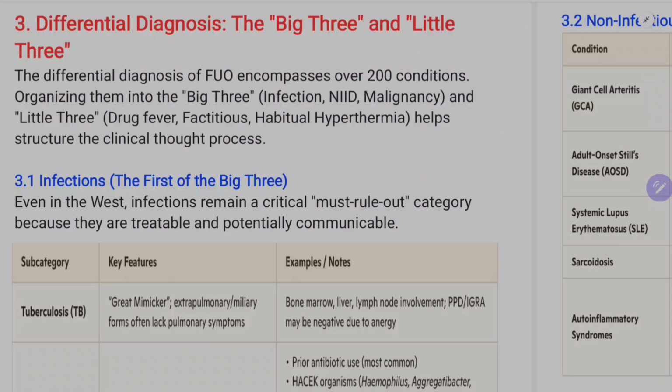So differential diagnosis can be divided into the big 3 and the little 3. The differential diagnosis of FUO encompasses over 200 conditions. So very difficult to remember. That's why organizing them into big three like infection, NIAIDs, malignancy, and little three, that is drug fever, factitious fever, habitual hyperthermia, helps structure the clinical thought process.